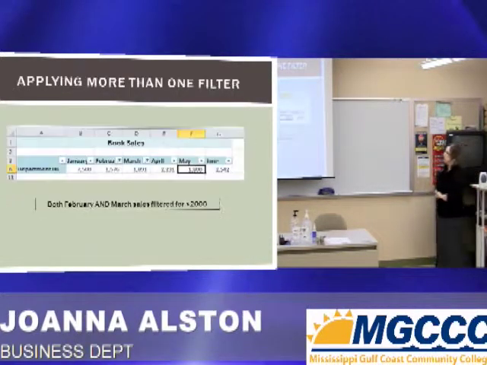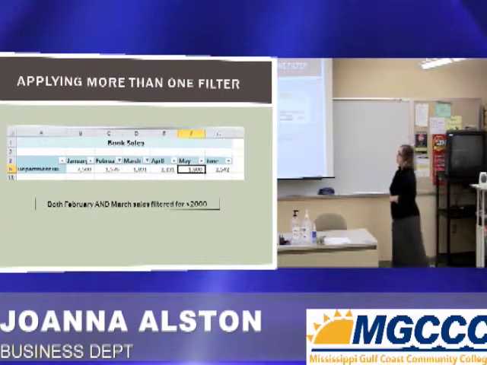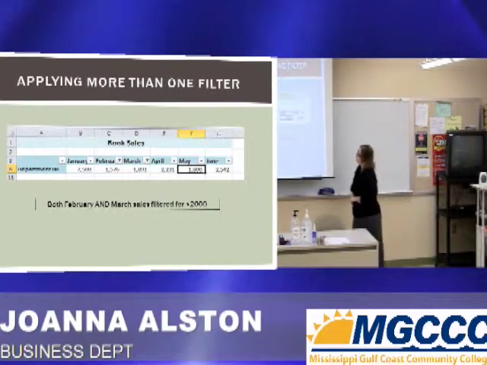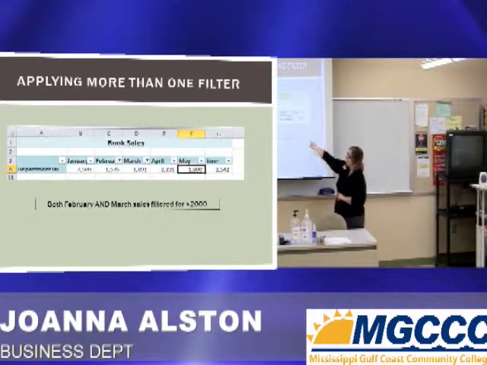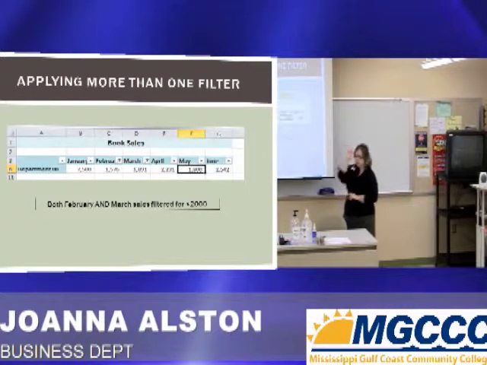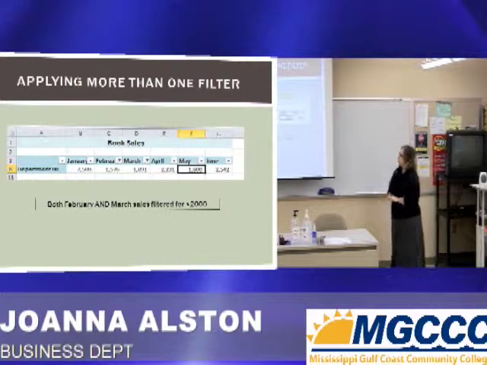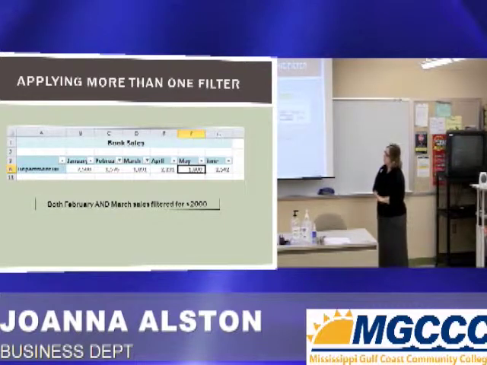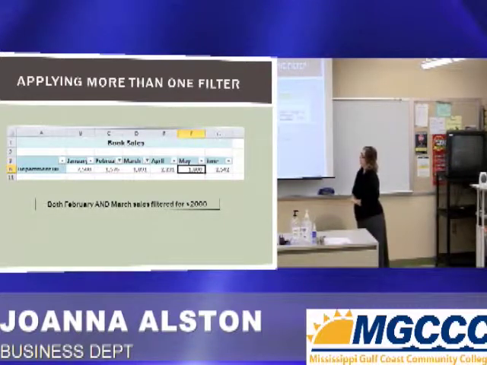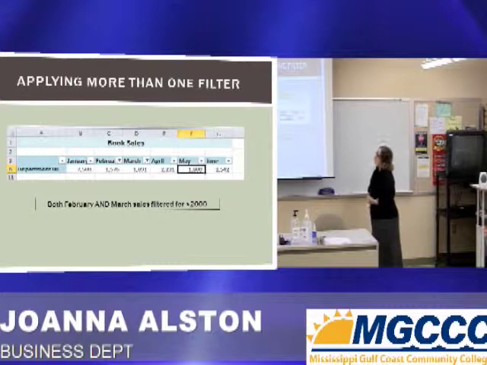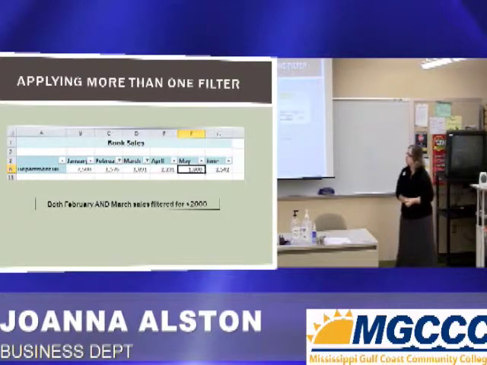Just like we can apply more than one sort, we can apply more than one filter. Here I filtered February and March. So notice the icons on those 2 column headings both have the little filter picture. February and March sales filtered for less than $2,000. So Department 8 had a huge slump there from January to April. Less than $2,000 both of those months.